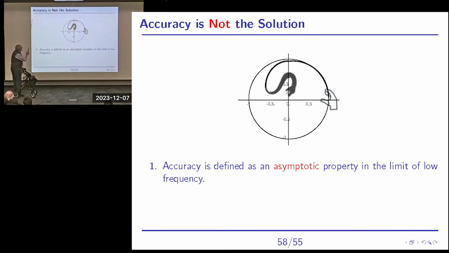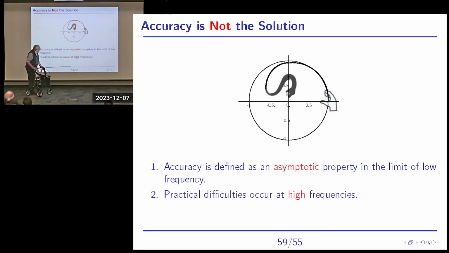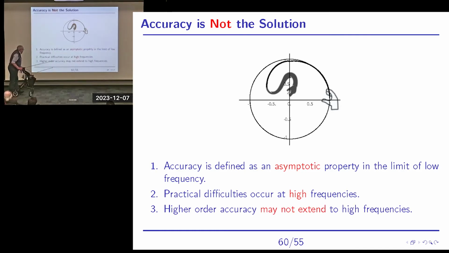So, accuracy is not the solution. Accuracy is dealing with this part of the diagram. And I like to make the analogy, this is like trying to deal with a poisonous snake by grabbing its tail. And the common belief is that if you grab its tail more firmly, you will control the head. I'm not sure I'm completely convinced by this. Accuracy, again, I'd say is an asymptotic property. The difficulties occur at the high frequencies. So I'm going to have something to say about that. High order accuracy, you believe, will extend from here all the way around here. Actually, it doesn't. Next.